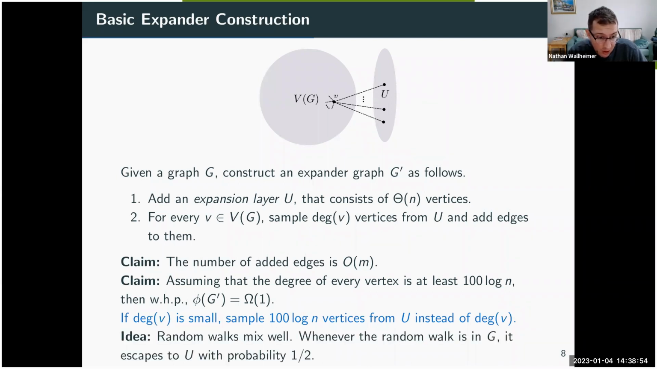Let me just tell you the idea behind the construction. Why will this graph be an expander? So I think it's best to think about random walks. Let's say at some point in time, the random walk in this graph is on a vertex V in G. Then it has a probability of at least half to escape to U. And where does it escape to? To some random predefined neighbor. So these walks should mix well, and therefore the graph is an expander.